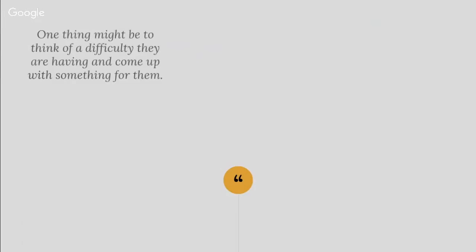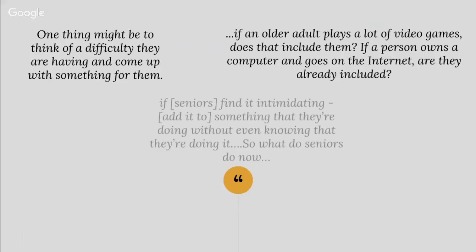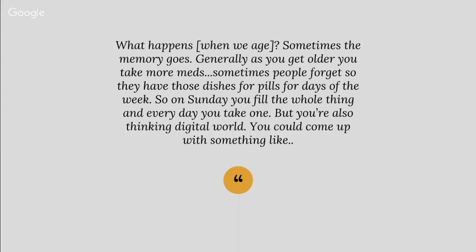The brainstorming session was quite interesting. We ended up with a number of quotes. For example, one thing might be to think of a difficulty that they're having, and come up with something for them. They even went back and looked at the definition of an older adult who was not digital or included in the digital society, and then narrowed it down to: if seniors find it intimidating, add it to something they're already doing without even knowing it. So then they talked about what seniors do now. This final quote I found was really fascinating.